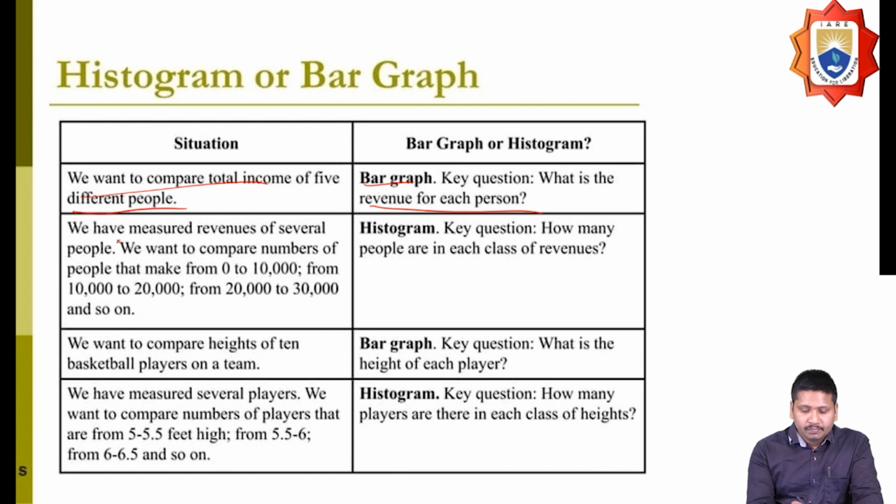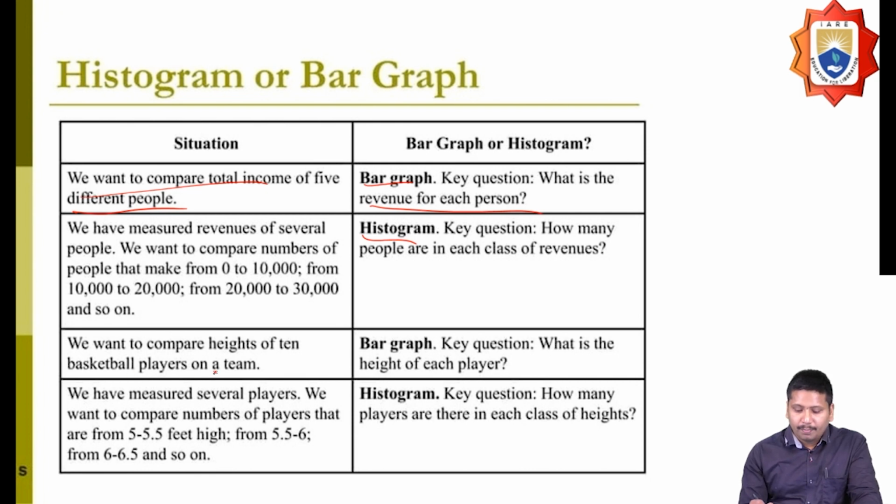Similarly, suppose we have measured the revenues of several people, and then we want to compare the number of people in class intervals of 0 to 10,000, 10,000 to 20,000, and 20,000 to 30,000 like this. For this kind of data, I go for the histogram, since it asks, for each class interval, how many people are available. The bar chart is not suitable for this kind of application.